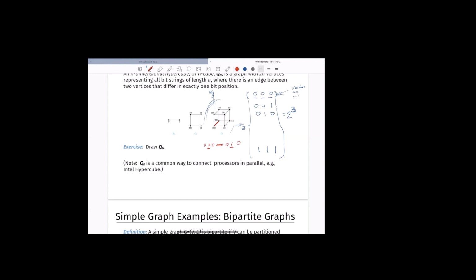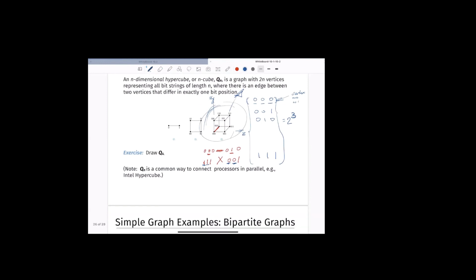There is no edge between, let's say, 1, 1, 1 and 0, 0, 1. There is no edge because these guys differ in two positions. And in general, when you have bit strings of length n, you can be quite methodical about this. This will correspond to a cube, a hypercube, in n dimensions. In this case, this is a hypercube in 3 dimensions.